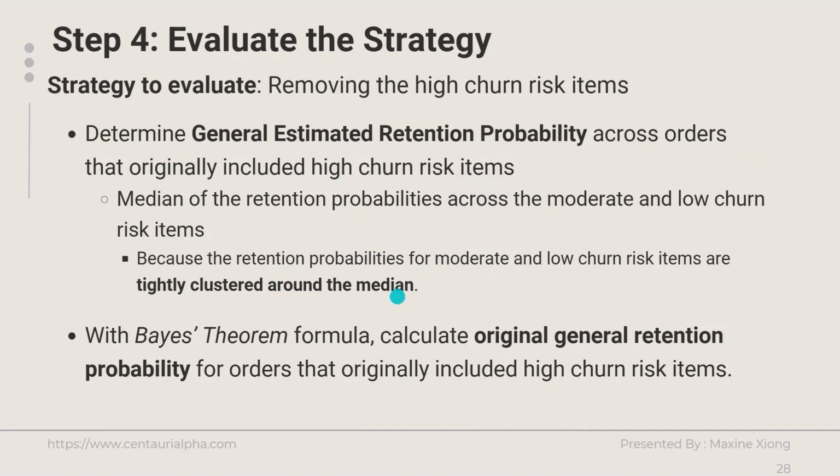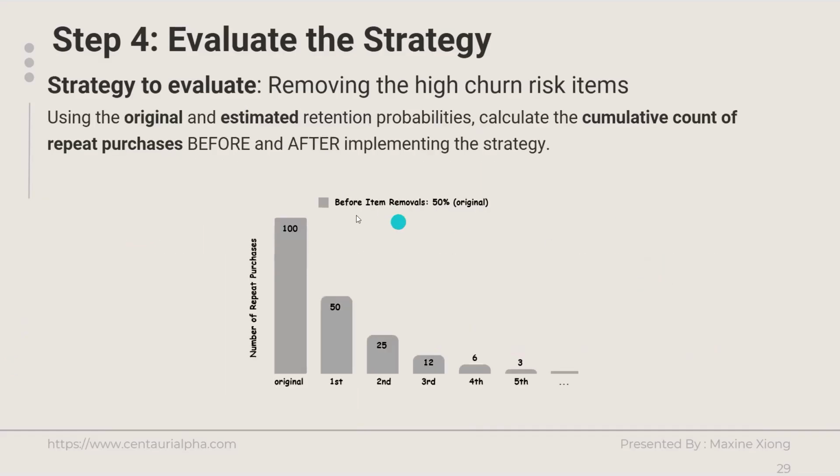the median. So using the Bayes theorem formula that we discussed earlier, we can also calculate the original general retention probability for the same orders as well. Using these two metrics, we further calculated cumulative counts of repeat purchases before and after implementing the strategy. To demonstrate the calculation, let's have a look at this simple example. Let's say we have 100 orders that originally include high churn risk items.